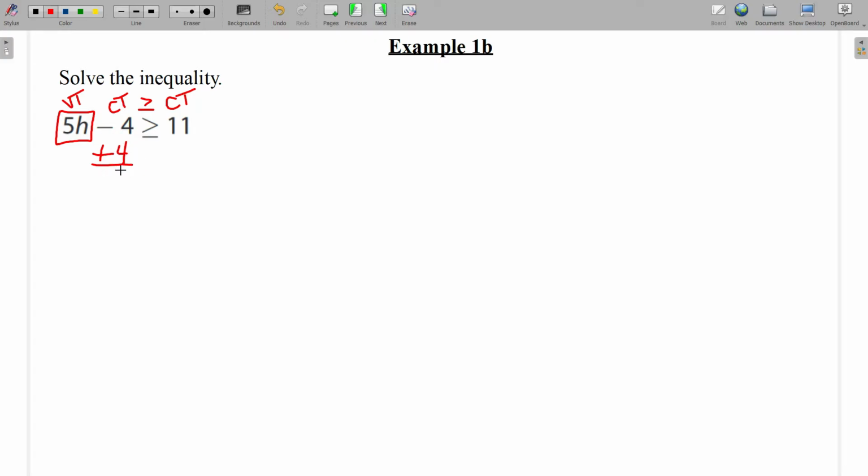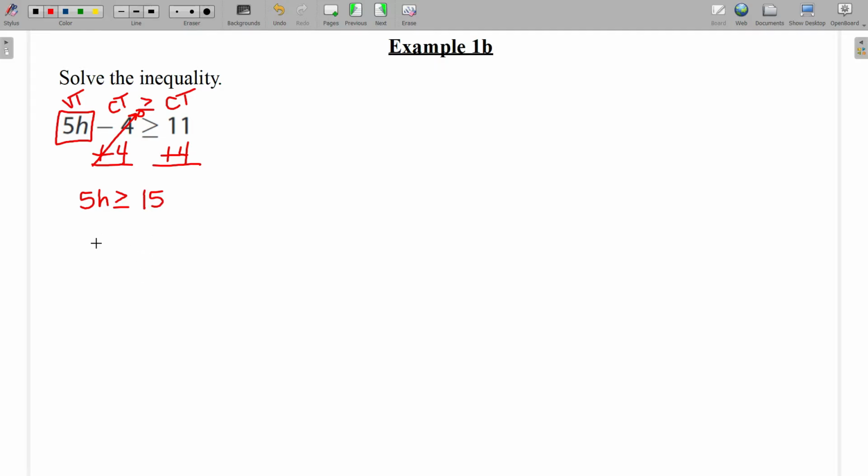Now what I do to one side of an inequality, I must do to the other side. So I'm going to add 4 to the right hand side as well. Now on the left hand side, the negative 4 and the positive 4 are going to cancel each other out and give me 0. The only thing I have remaining on the left hand side of my inequality is 5h. Then I have a greater than or equal to sign, and when I take 11 plus 4, that's going to give me 15.